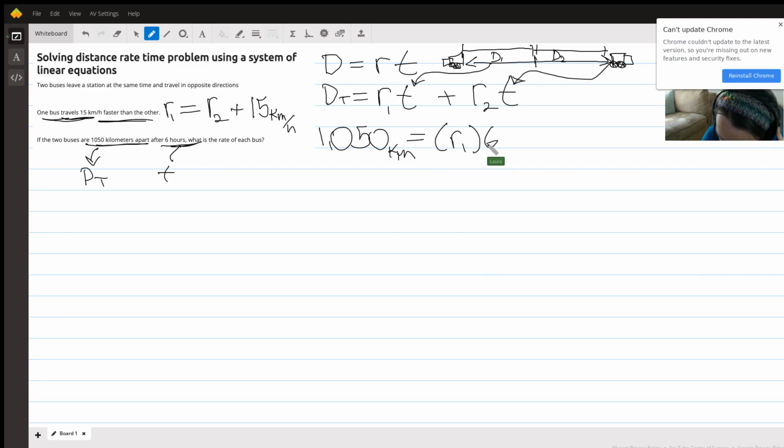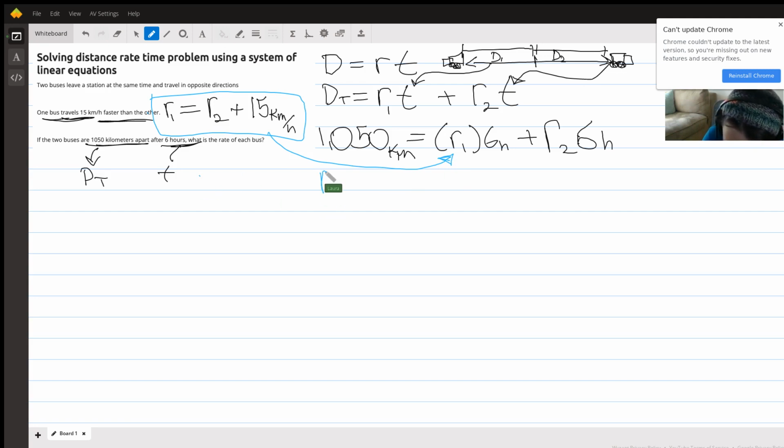And we know our time is 6 hours, added to that second rate times time, which again we know is 6 hours. We're almost there. We can't solve this yet because we need one variable for any equation that we're solving. We've got two. Aha! But remember, I was very happy back over here when we saw this. I can now write that first variable using the second variable, and then I will have just one unknown thing in my equation.